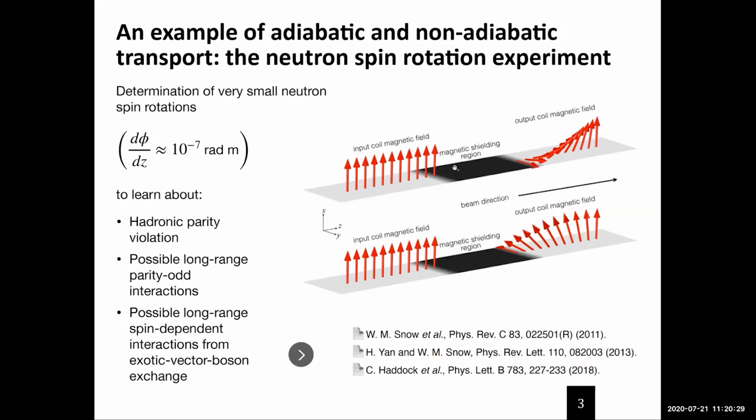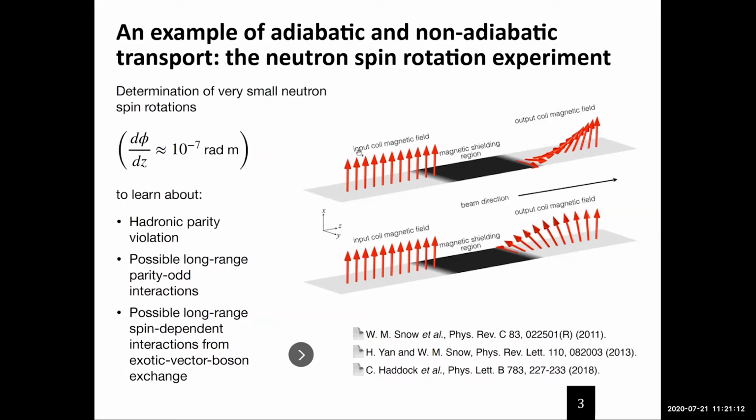If a rotation of the neutron spin occurs, it can help us to understand things of fundamental physics, like the hadronic parity violation, and to test the existence, or at least to put limits on possible long-range exotic interactions, either those that can be parity odd, or also some possible interactions that can be parity conserving, but that depend on the spin of one of the interacting particles. And here I have put some references where you can see more about this physics if you are interested.